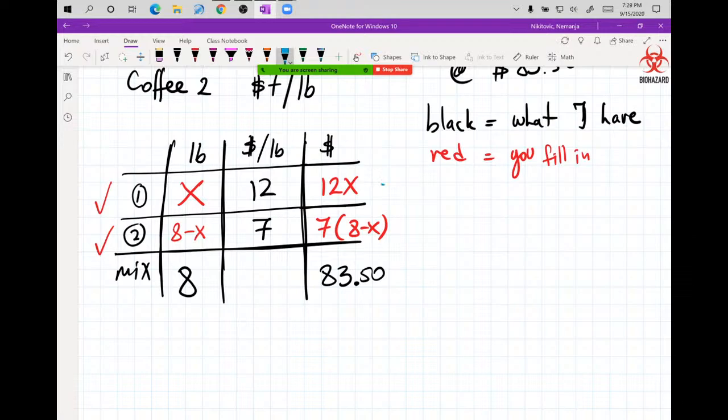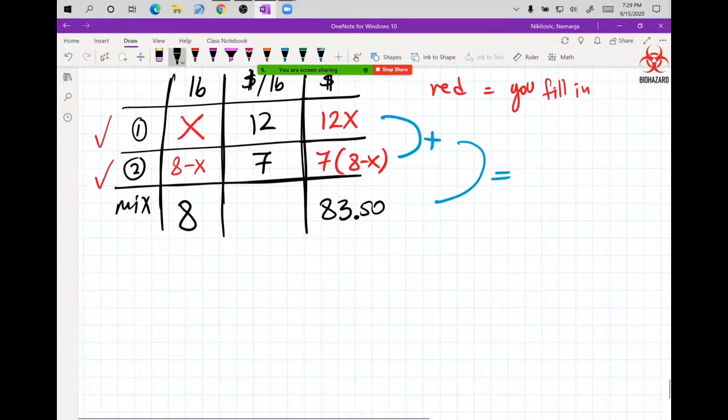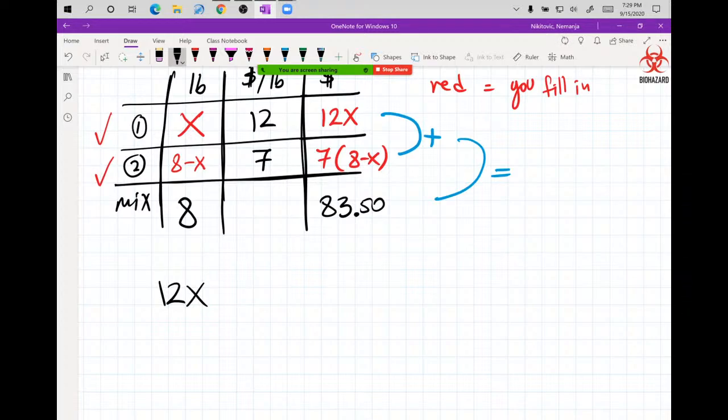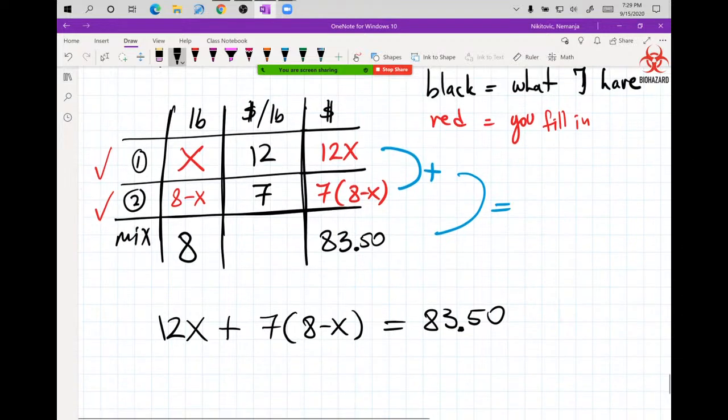Let's do blue. This plus this equals that number down there. We're done. So 12x plus 7 times 8 minus x is equal to 8350. I hope you visually see the way I put the blue. Add the first 2 rows, and then the sum of those equal to the bottom number. Now that equation, and actually the structure of the chart, never changes.